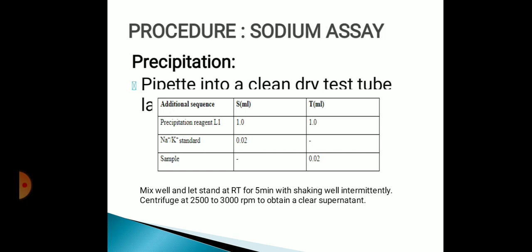Add 1 ml of precipitation reagent L1 to standard and test, 20 microliter of sodium potassium standard in standard, and 20 microliter of sample in test. Mix well and let it stand at room temperature for 5 minutes and centrifuge at 2500 to 3000 rpm to obtain a clear supernatant.